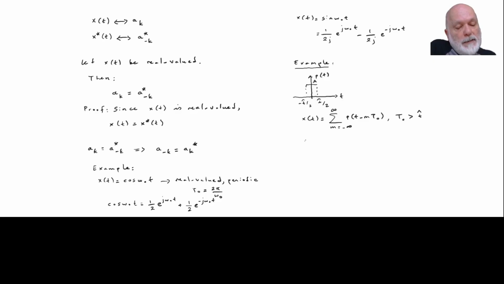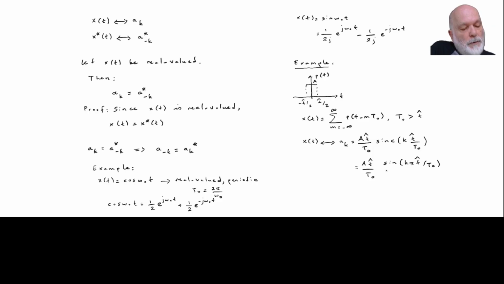Okay, so x of t has the Fourier series coefficients given by A_k, which we have already calculated as A T hat over T0 sinc of k T hat over T0, or in terms of the expression of the sinc function, A T hat over T0 times sine of k pi T hat over T0 divided by k pi T hat over T0.